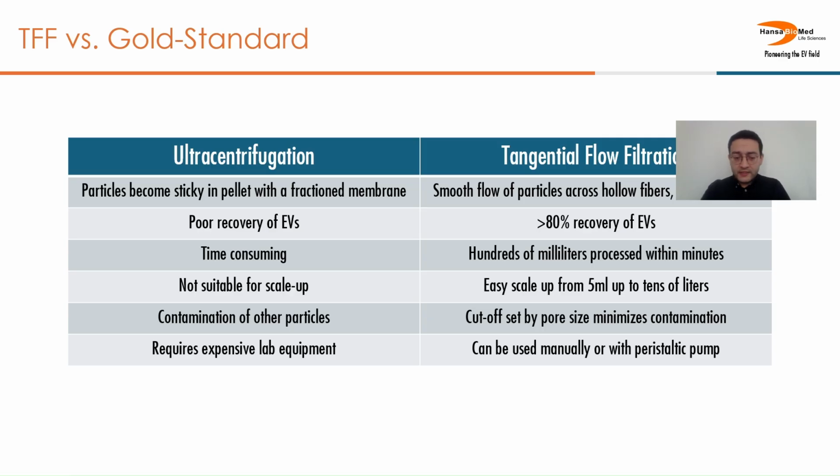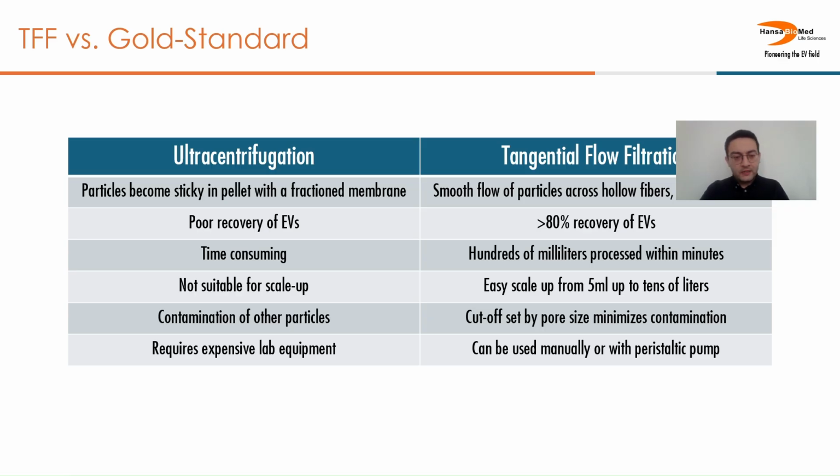Ultracentrifugation does not allow scale up. The only thing you can do if you need to process more volume is to buy new equipment, which is not very cost effective. Whereas in tangential flow filtration, you can process from a couple of milliliters to tens of liters just by changing your cartridge.